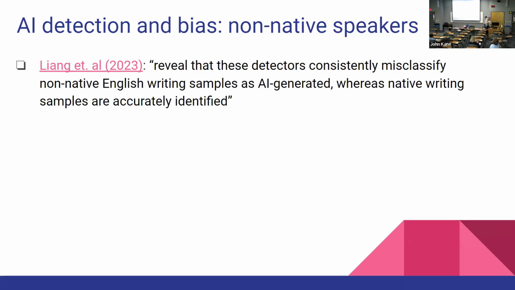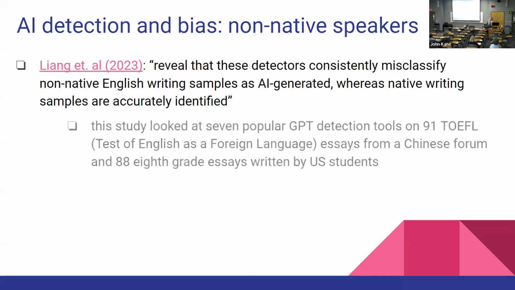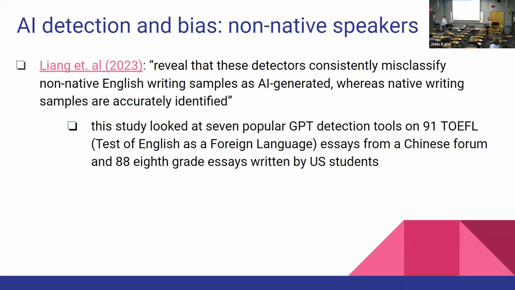This was a 2023 study that showed that the detectors consistently misclassify non-native English writing samples as AI generated, whereas native writing samples were accurately identified. So we're going to just look at how the study was conducted, because I think that's important.